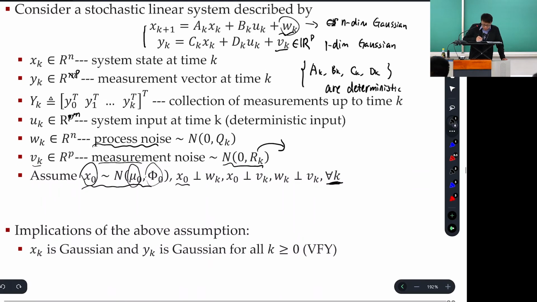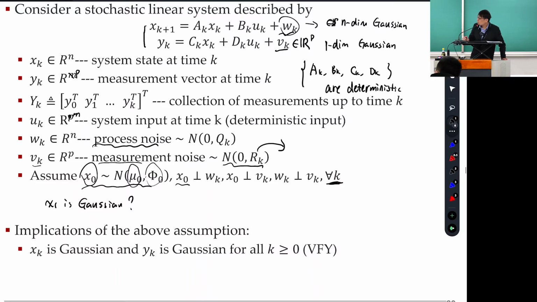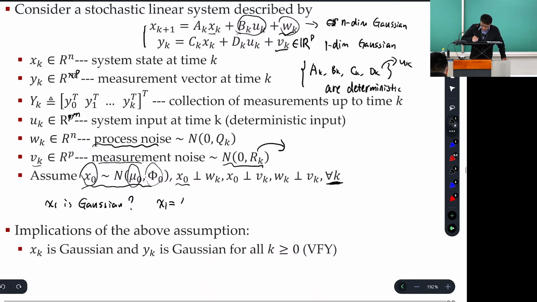So now I'm asking you, what about x1? Is x1 Gaussian or not? I know x0 is Gaussian. According to my modeling assumption, is x1 Gaussian or not? Oh, by the way, there's another thing. uk is deterministic as well. uk is something you send to the input, whatever input you have. So this guy is deterministic, which means it is a number. All right, and x1 is A0 x0 plus B0 u0 plus w0, or omega 0.